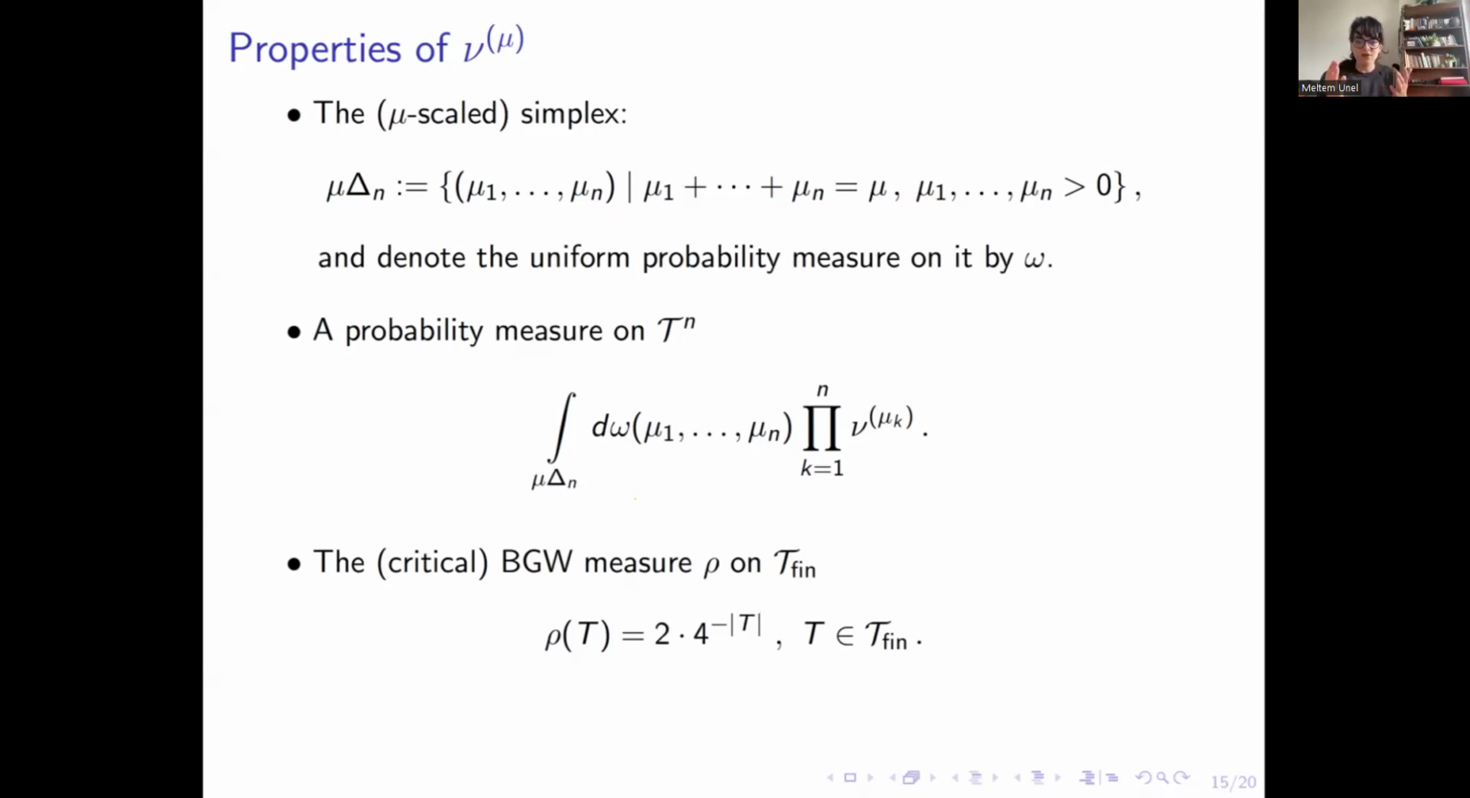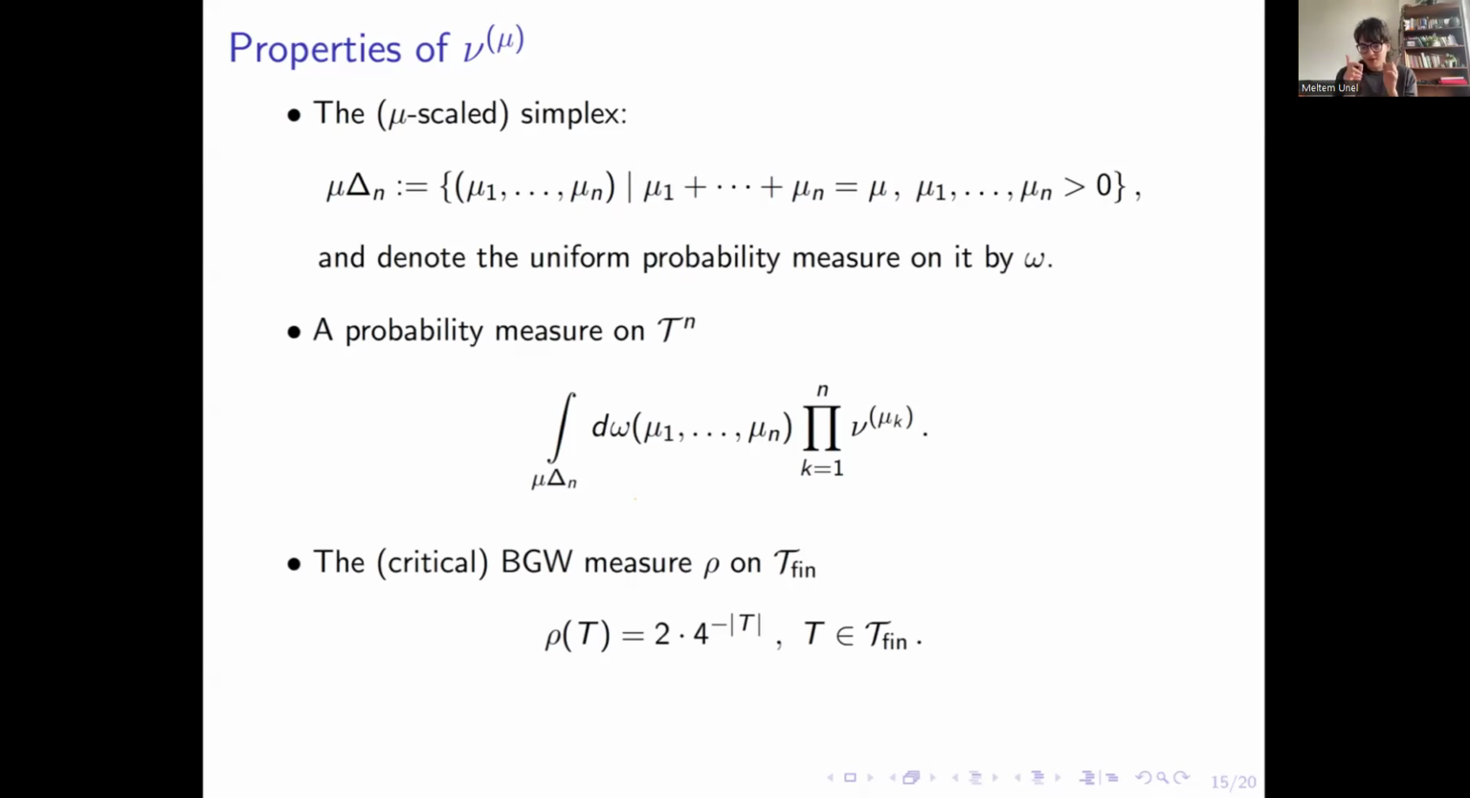And we will denote it by omega, the small omega. So it is possible also to show that what you see on the second expression is a probability measure on the product space tau t to the n, which means n copies of the set of trees.